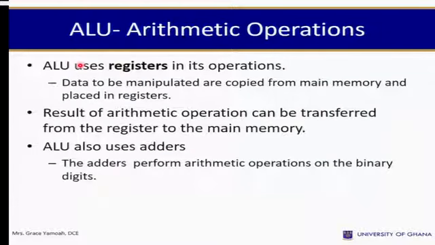The ALU uses registers in its operations. Data to be manipulated are copied from main memory and placed in registers. That is why we have internal storage in the CPU components. Results of arithmetic operations can be transferred from the registers to the main memory. The ALU also uses adders. The adders perform arithmetic operations on the binary digits.